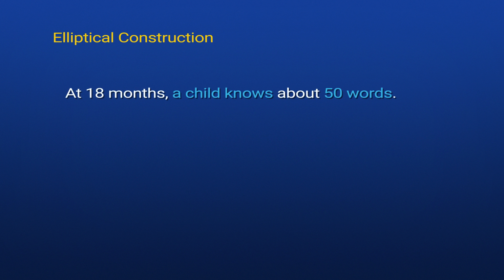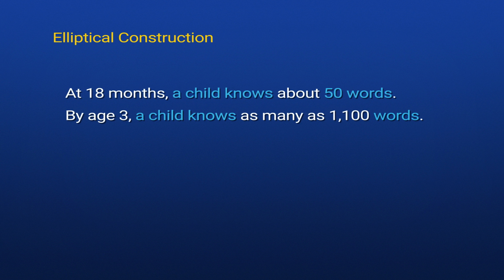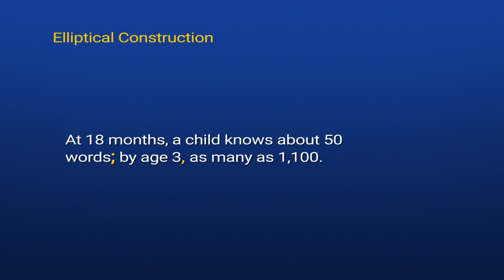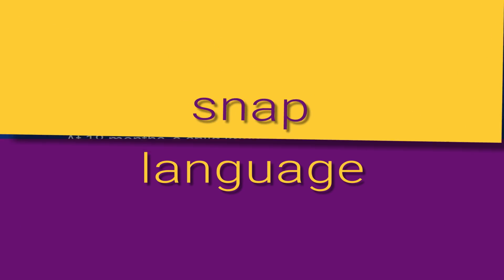At 18 months, a child knows about 50 words. By age 3, a child knows as many as 1,100 words. At 18 months, a child knows about 50 words; by age 3, as many as 1,100.